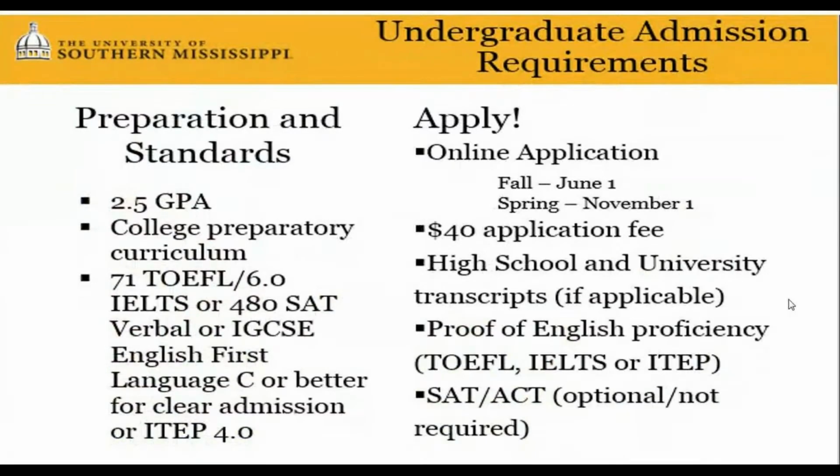These are the requirements to apply to any of our undergraduate programs. We need an online application, which costs $40, and then we need your transcripts and a proof of English proficiency. If you don't attend an accredited school, or you're not getting the IB diploma or something like that, we will need the proof of English proficiency. Or we could also have it through the SAT, if you get a 480 in the English portion, or we also accept TOEFL or IELTS or ITEP, for the undergrads.